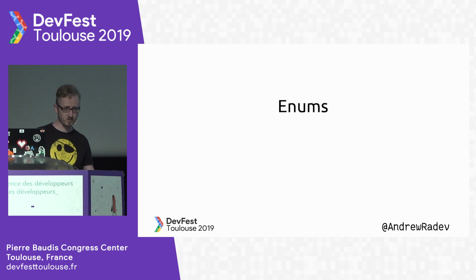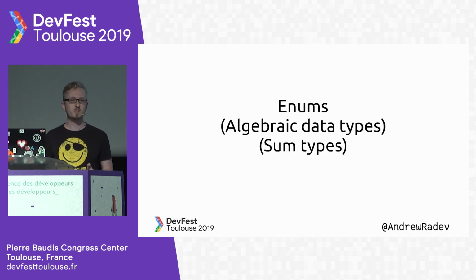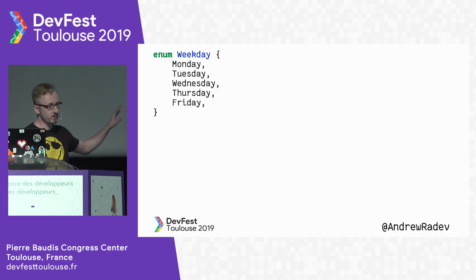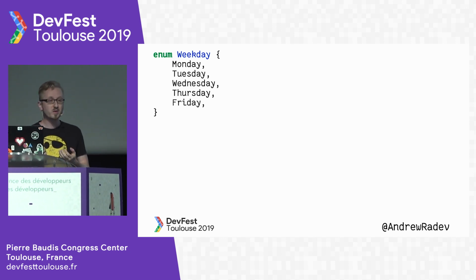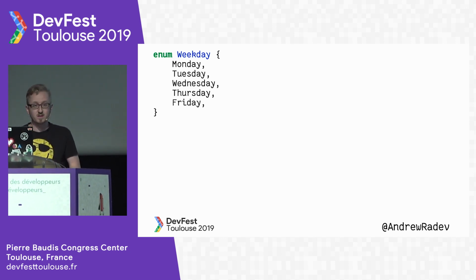And I want to start with a very small one, a very simple one, the humble enum, which has much cooler names in other languages, but in Rust we just have enums, I guess. Now, an enum at its core is a very basic thing. You have an enum called weekday, and it has 5 different variants. Any instance of the enum can be only one of these 5 things.